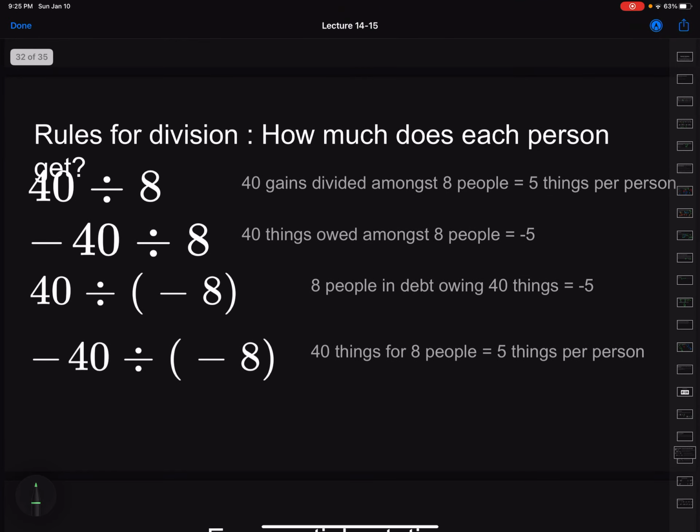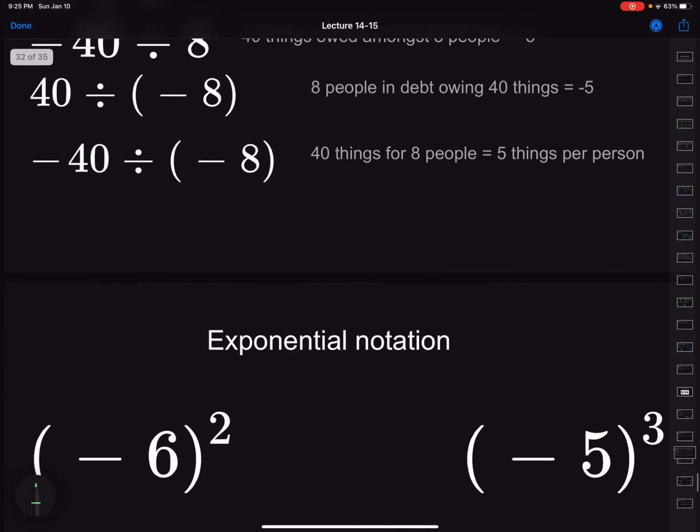Rules for division. Well, how much does each person get? 40 divided by 8 is 40 gains divided amongst 8 people, or 5 things per person. Negative 40 divided by 8, 40 things that you owe divided amongst 8 people means each person owes 5, so negative 5. 40 divided by negative 8 is 8 people in debt owing 40 things, or again, negative 5. And negative 40 divided by negative 8 is 40 things owed divided among 8 people in debt, which is 5 things per person.